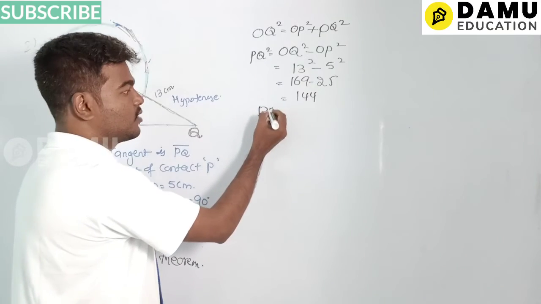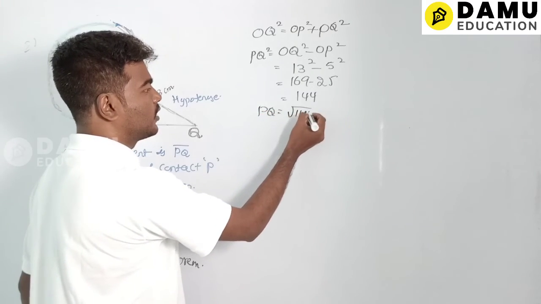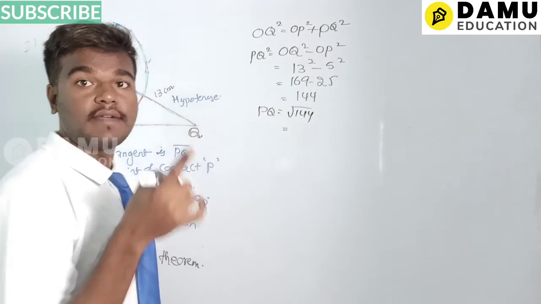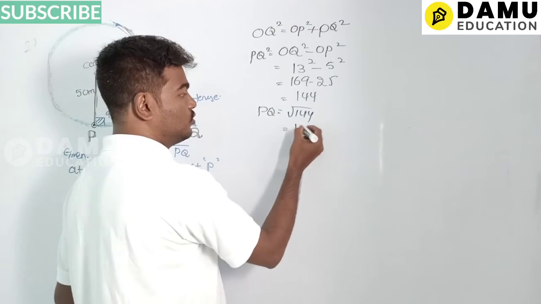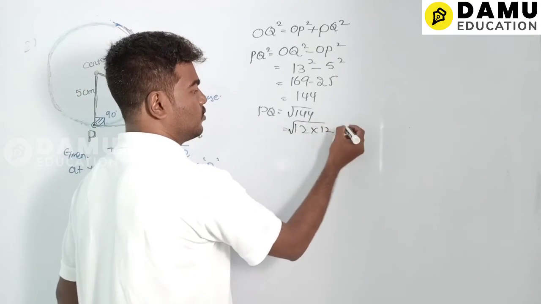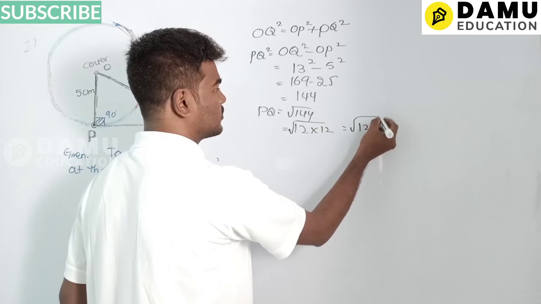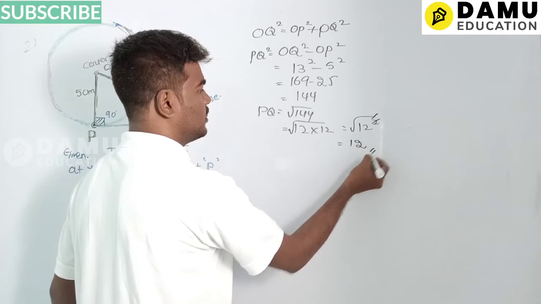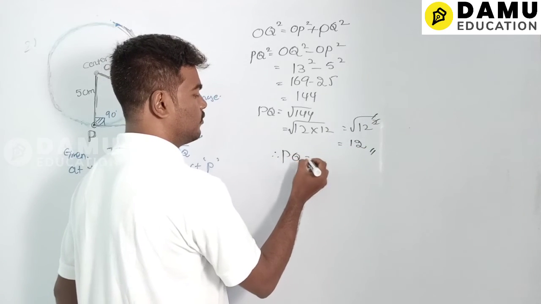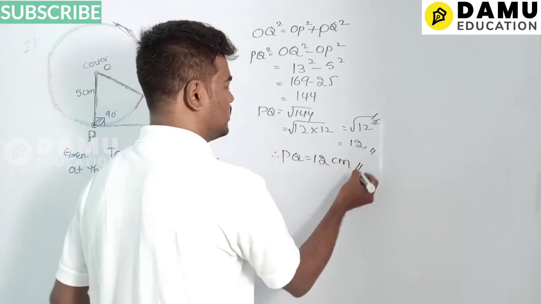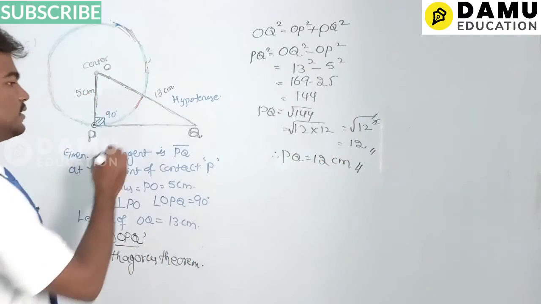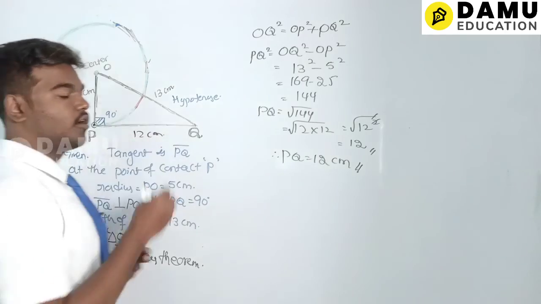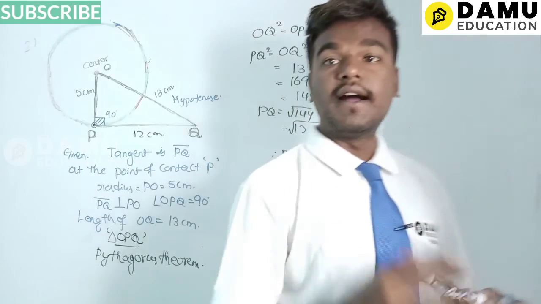So PQ will be equal to the square root of 144. The square root of 144, as we know, is 12 into 12, so the square root cancels and we get 12. Therefore, PQ will be equal to 12 centimeter. This is the length of PQ. So this is the way to find the calculations.